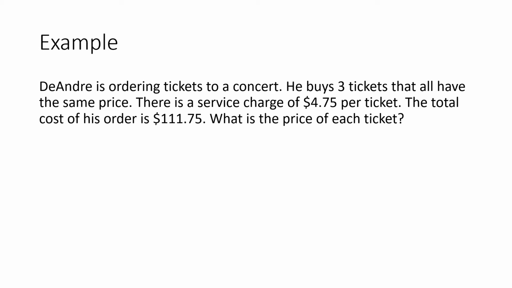So let's go back and see if we can set up our equation. Do we know where the equal sign is and what one side of the equation is, what the total is on one side? Yes. Here's the is, right? The total cost, that whole sentence. But in particular is, so we're going to go ahead and write that over here, is 111.75. So we got that part down. Let's see, so he's ordering tickets. He buys 3 tickets that all have the same price, and there's a service charge per ticket. So we don't know what tickets are. That's what we're solving for. So let's just use T to stand for ticket.